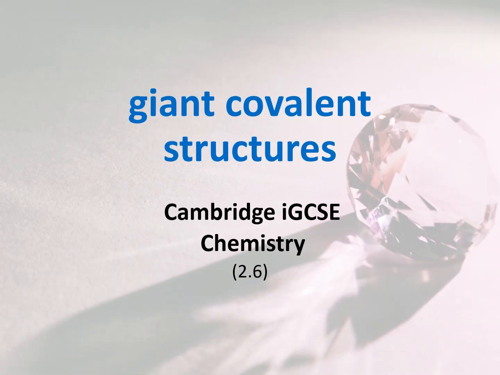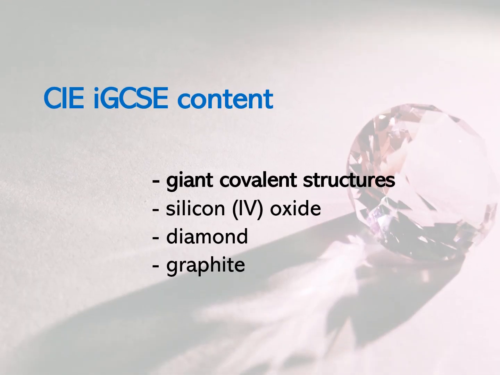Giant covalent structures for Cambridge iGCSE Chemistry. Cambridge iGCSE requires an understanding of the properties of giant covalent structures, and then three particular examples: silicon dioxide or silicon 4-oxide, diamond, and graphite.